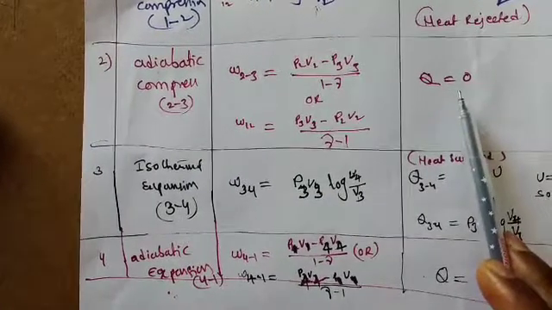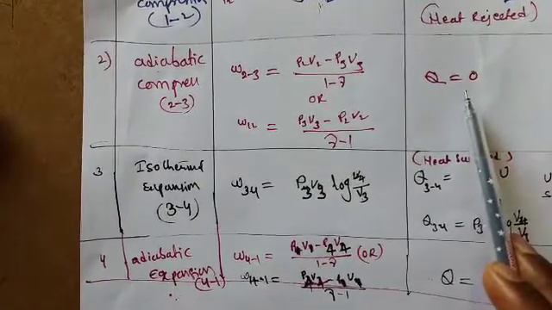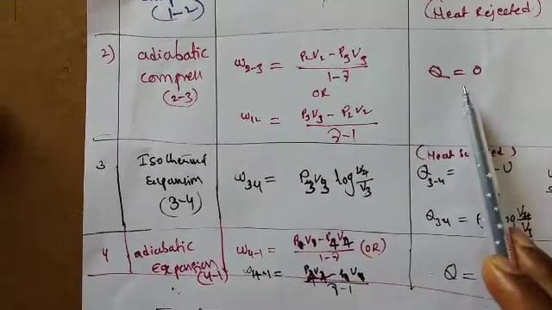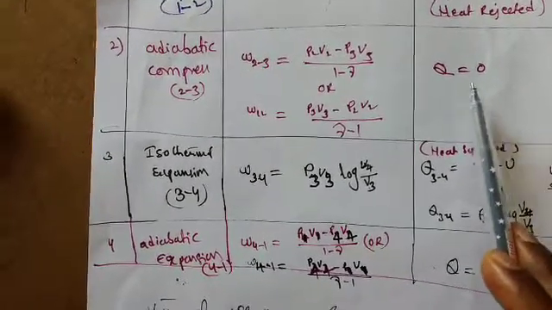The total heat transfer in the adiabatic compression process, Q is equal to 0. Why? Because in an adiabatic process, the system or substance will not receive any heat and will not leave out any heat. That's why Q is equal to 0.